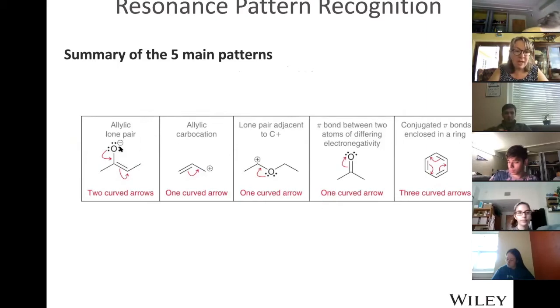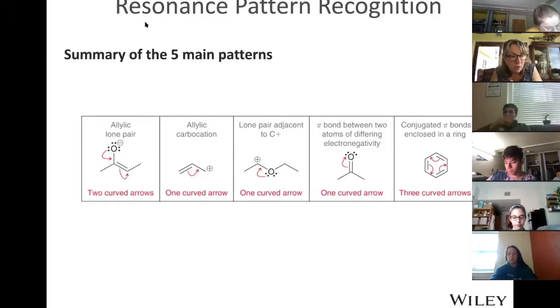So we have an allylic lone pair where the lone pair kicks down and then that double bond pi electrons hop up onto the carbon. And if you watch my video, I go through and I draw what those resonance structures each look like. So these patterns are the primary things we're going to recognize.